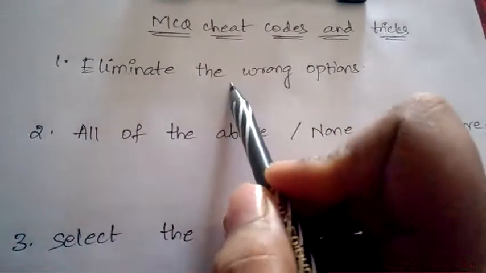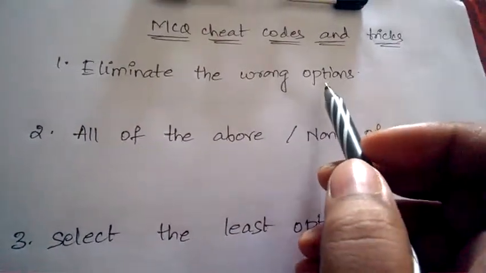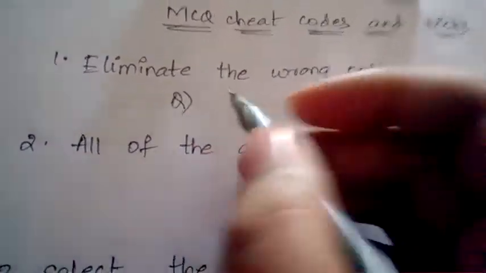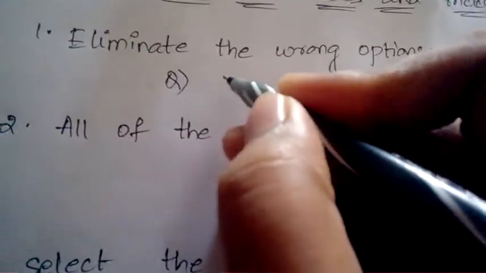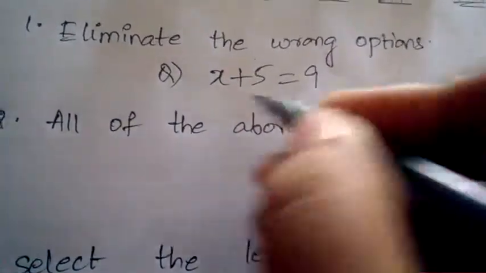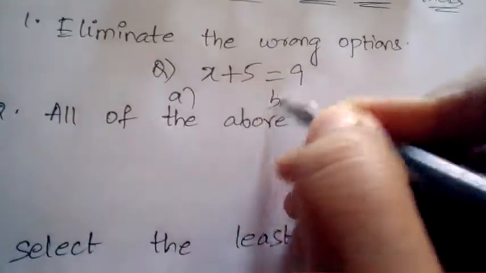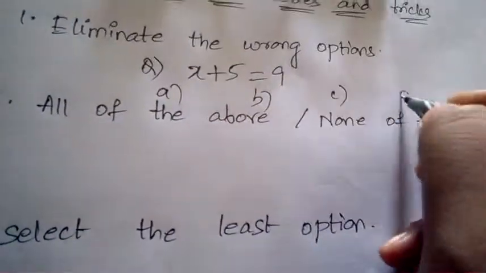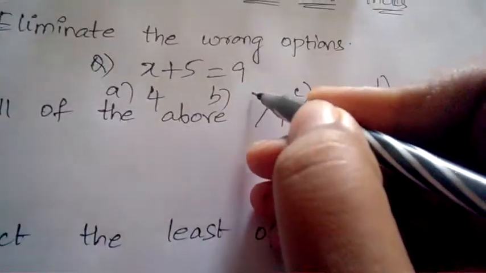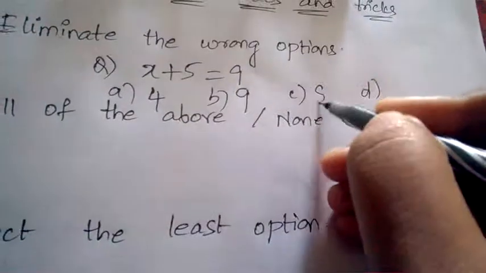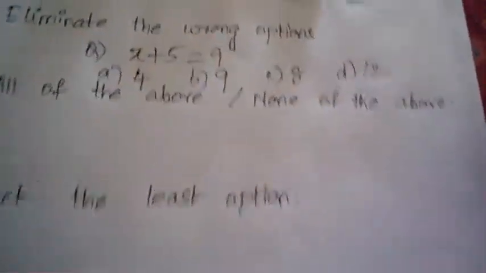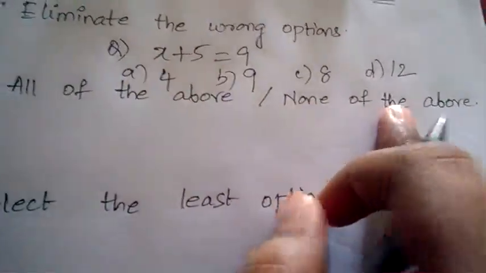First technique is to eliminate the wrong options, okay? I will explain with an example. Let the question be x plus 5 is equal to 9, okay? Four options are given. Option 1 is 4, option 2 is 9, option 3 is 8, option 4 is 12, okay? This is the question and these four are the options.